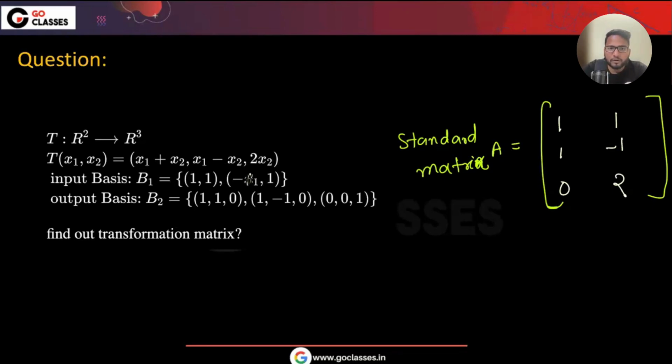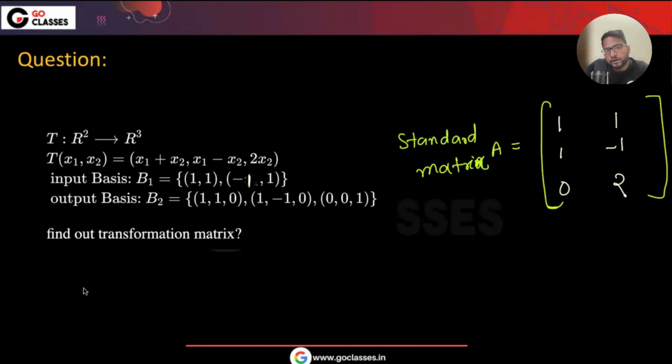They are looking for the transformation matrix where the input basis is this and the output basis is this. Okay, this is 1 1 0, 1 minus 1 0, and then 0 0 1. Right? Let's just calculate it. There are two ways to calculate it, so let's do it in both ways.